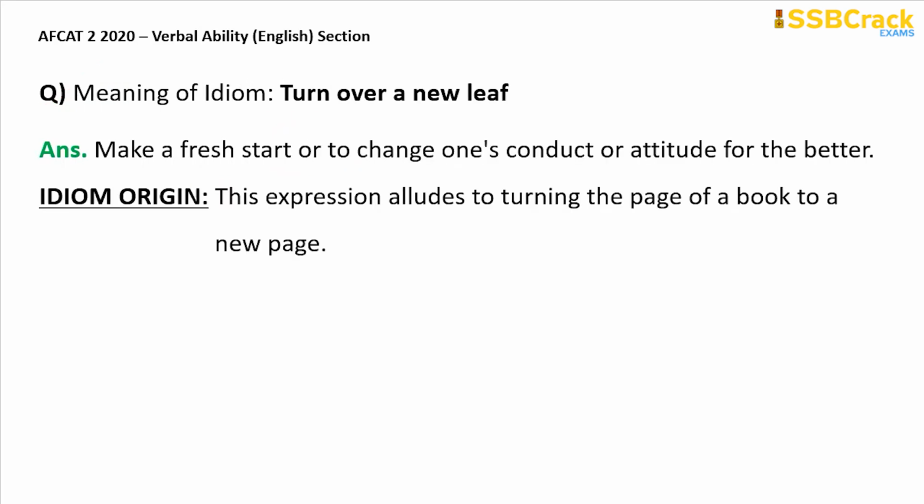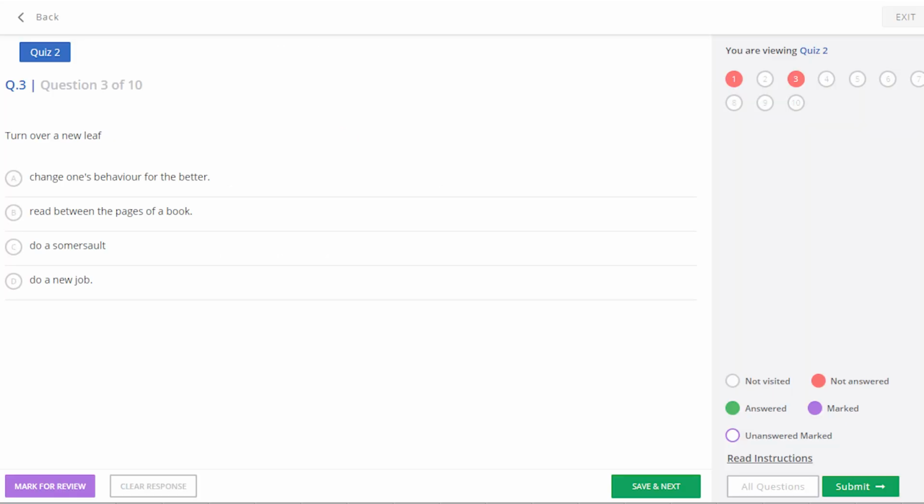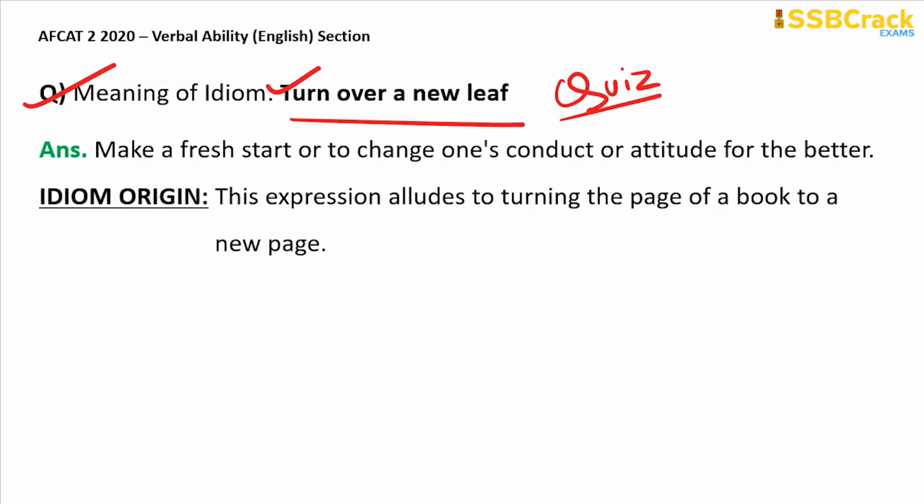The next question is meaning of the idiom turn over a new leaf. This idiom I already mentioned in the idiom and phrase medium quiz. So those of you who have already subscribed to our Afcat English course, who have taken the idioms and phrases quiz, have come across this idiom, which is turn over a new leaf. The answer, that is the meaning of this idiom, is to make a fresh start or to change one's conduct or attitude for the better. In other words, to make a fresh new beginning is the meaning of the idiom turn over a new leaf.